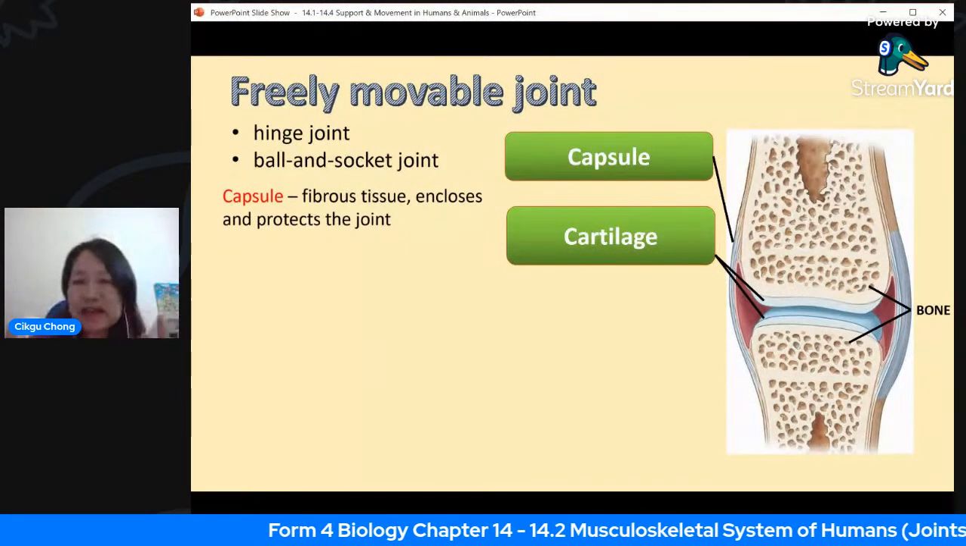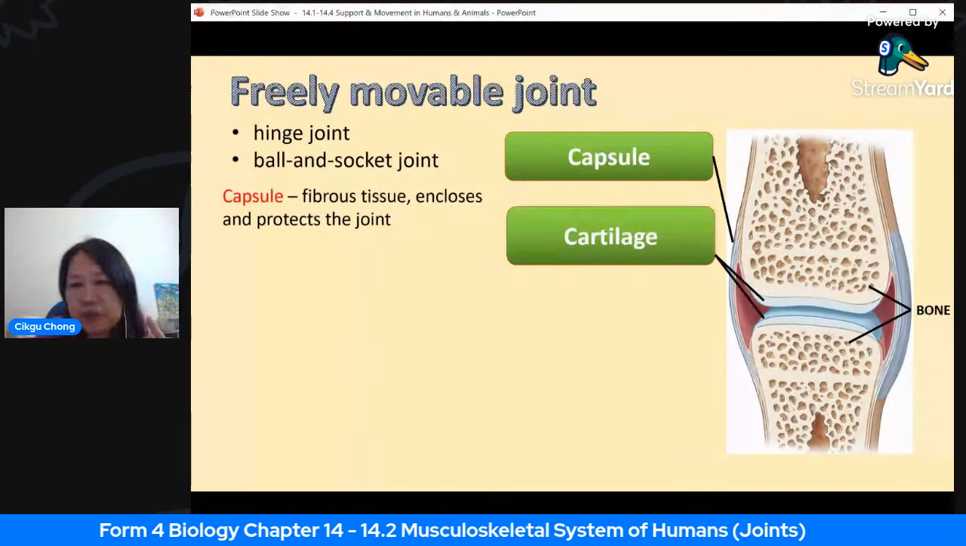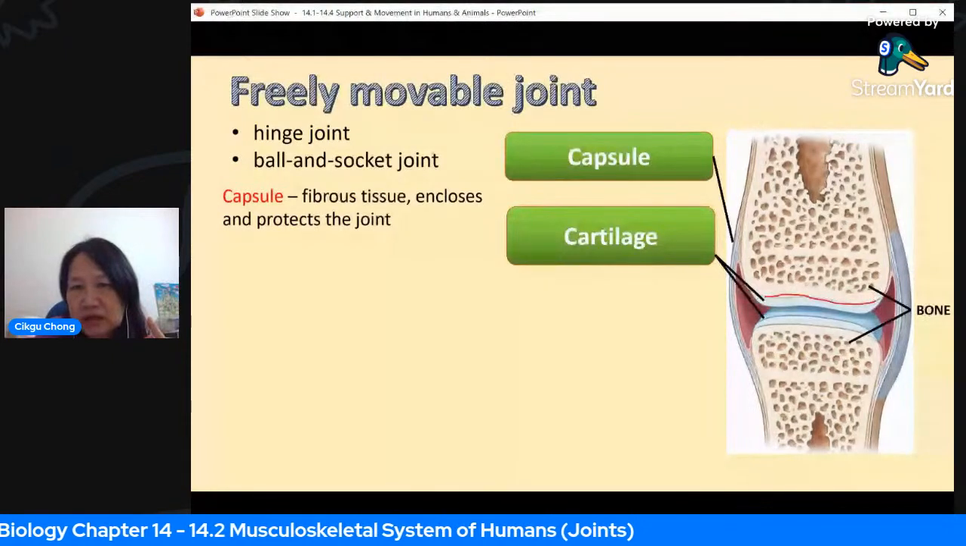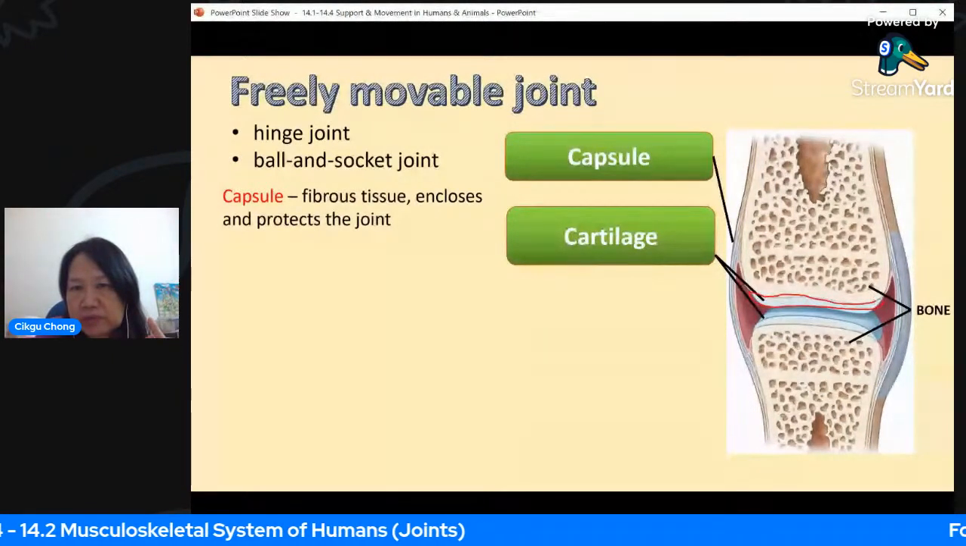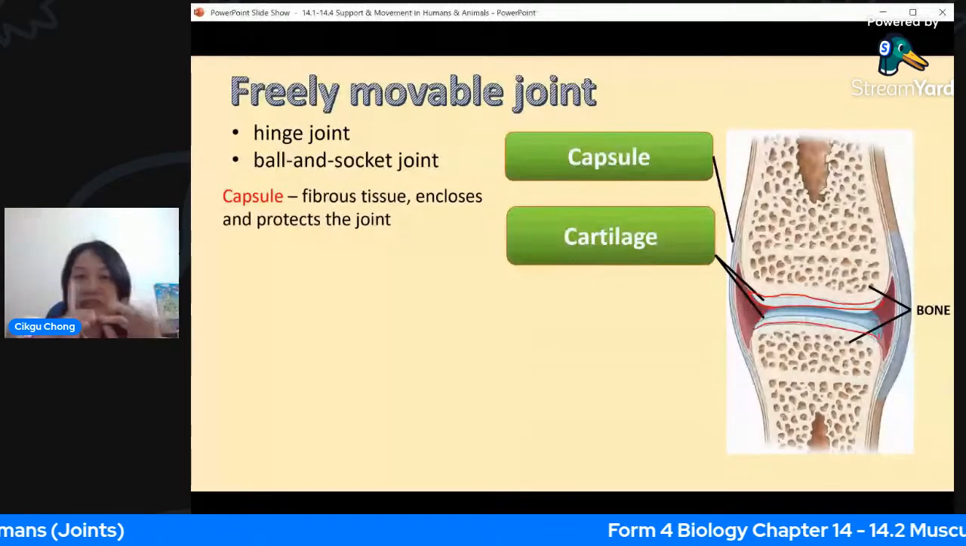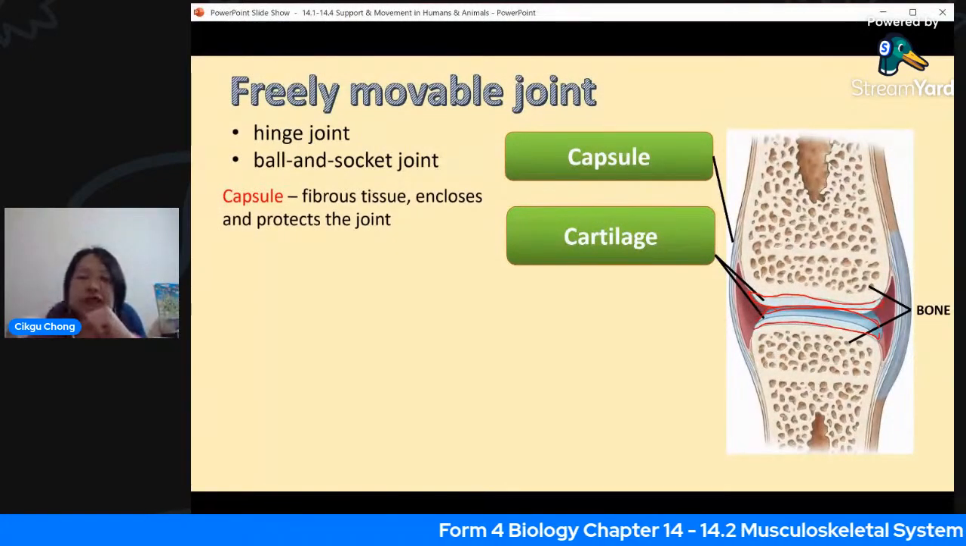Cartilage. At the end of the bone, do you see this white piece here? This white piece here that makes contact with the other part here. You will see that it is slightly smooth. Actually, not slightly, it's very smooth.